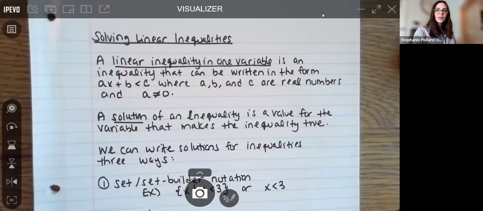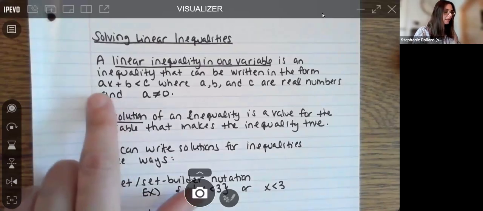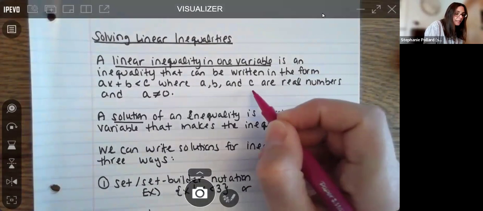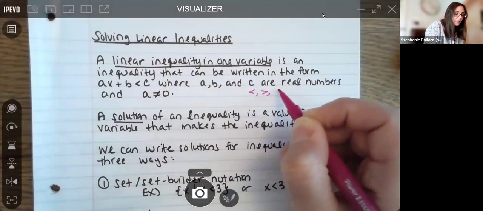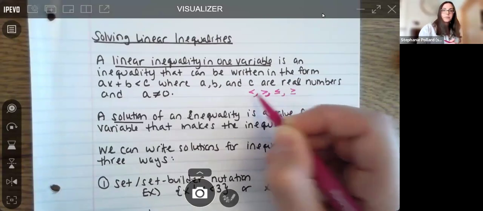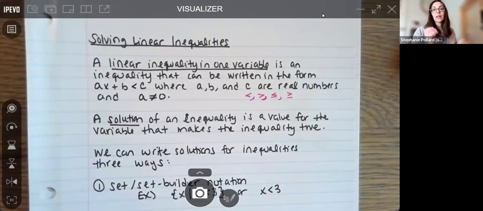Hi everybody, in this video I want to introduce solving linear inequalities. So a linear inequality is basically a linear equation, but instead of having an equal sign, we have an inequality sign. The example you have right here has a less than sign, but the problems could include less than, greater than, less than or equal to, or greater than or equal to. So any of those four signs are acceptable for a linear inequality.